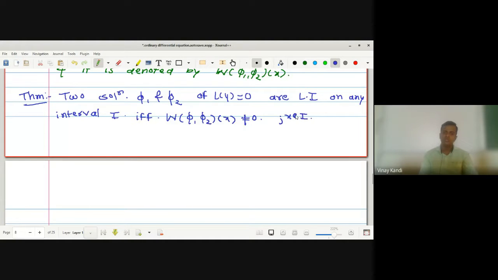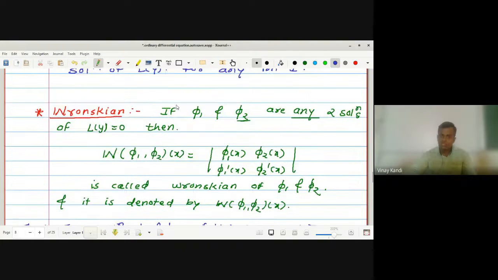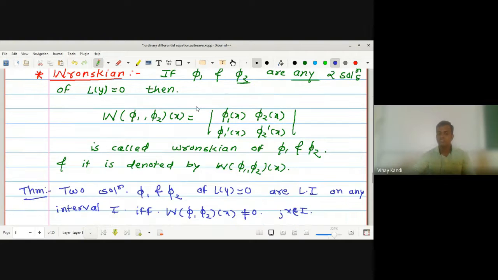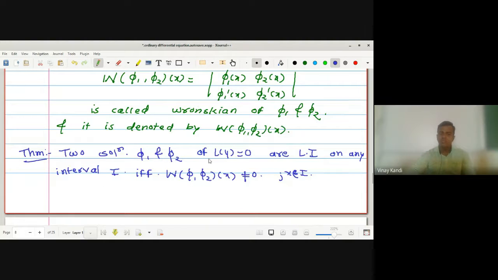Any point, meaning any point, the Wronskian must not be equal to 0. If two solutions phi 1 and phi 2 are linearly independent, this is already given to you. You might say that if phi 1 and phi 2 are solutions of L of y, they must be linearly independent.